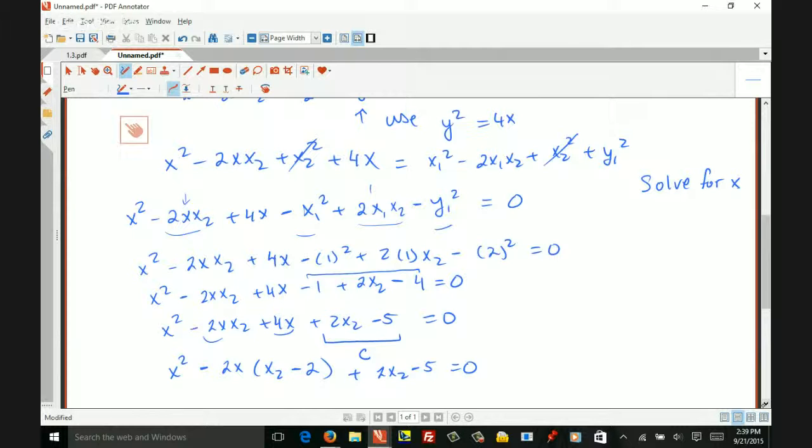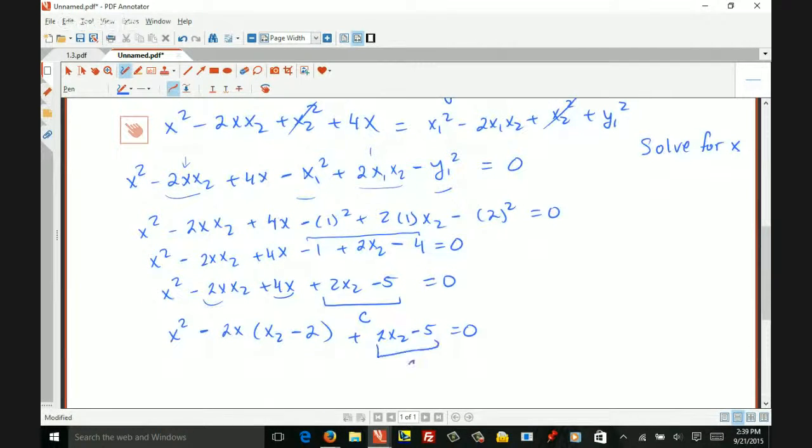Quadratic formula. So A is 1. Why do we leave the 2 out of our B? Oh, it's part of the B. So what is our quadratic formula? x is equal to plus or minus the square root of b squared minus 4ac, all over 2a.